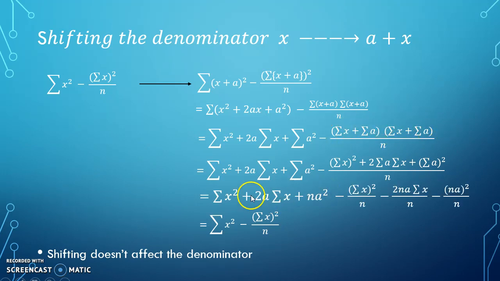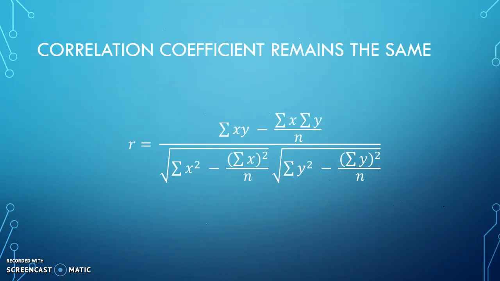Next step. So after simplifying further, we break up the last part of the expression into three fractions. And you will notice that these two terms are the same, so it cancels off. And these two terms are the same, so it cancels off. So what is left is the original denominator. If you look at this carefully, they are exactly the same. So shifting the denominator by a plus x does not affect the denominator as well. So in other words, the correlation coefficient is still the same.